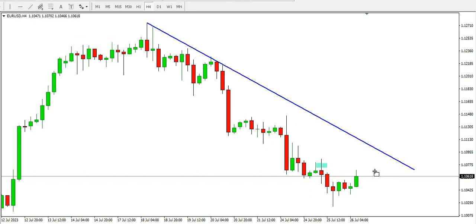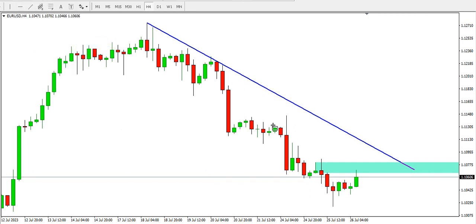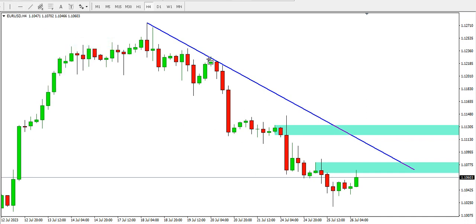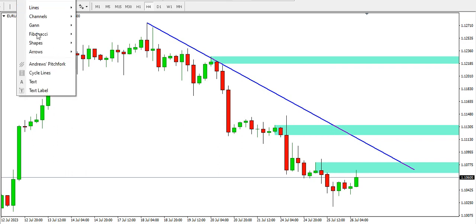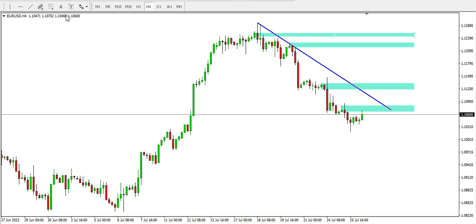Looking at the other blocks lined up, we have sellers at this point. The bears might be lined up at this point. We also have another lineup at this particular order block, then we also have another order block at this point. So the bulls might have a difficult time trying to push price up, but the overall trend is still bullish.